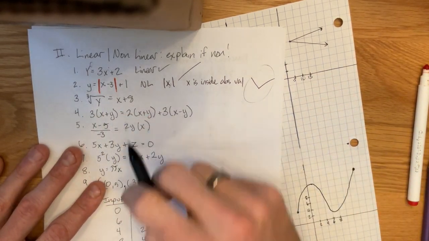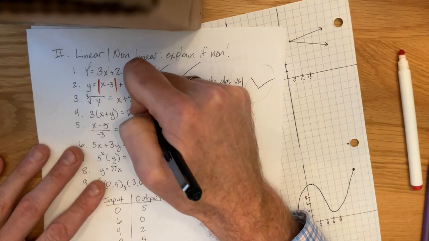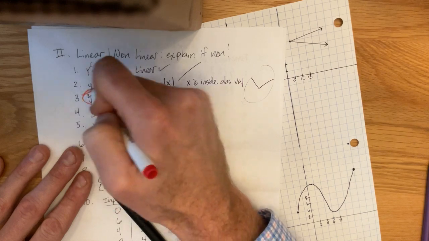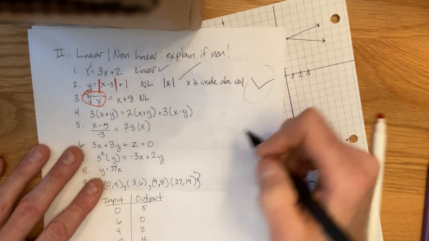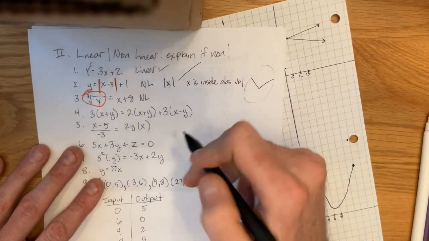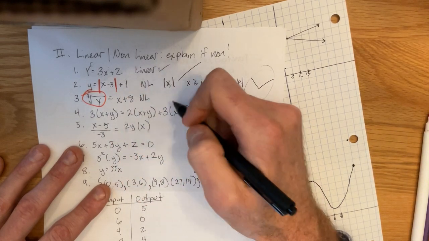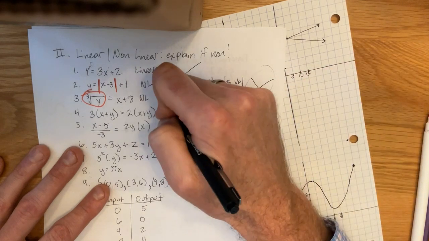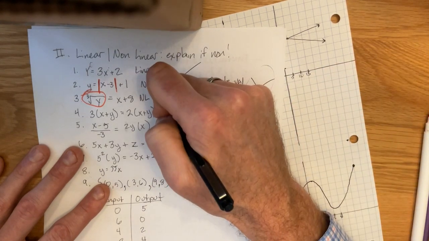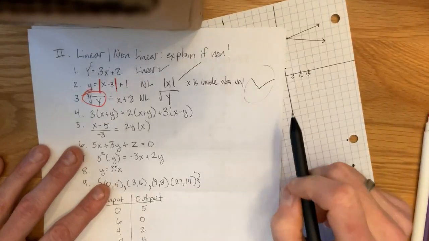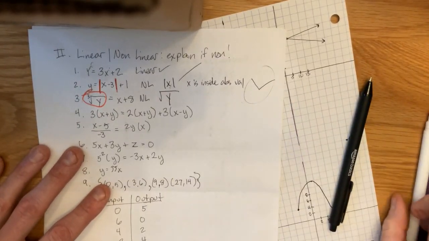For number 3, this is also nonlinear, and the reason that this one is nonlinear is because right here we have a variable that's included under this cube root sign. So if you have a variable inside of a cube root, a square root, any kind of a root, it's also not going to be linear. And all you got to do to show me that, like here, if you just showed me that, then I would say, okay, you understand that the reason is because the variable is under the root sign.